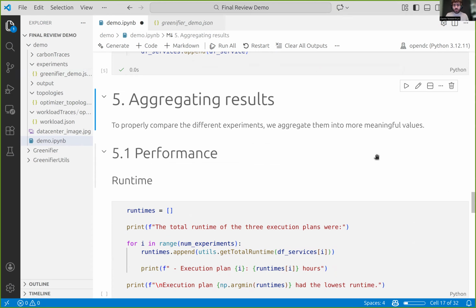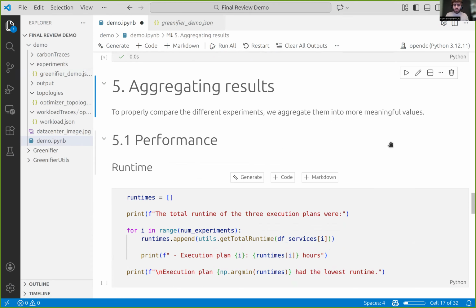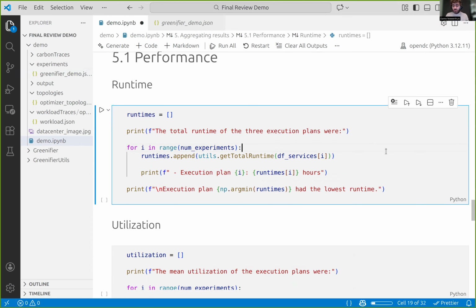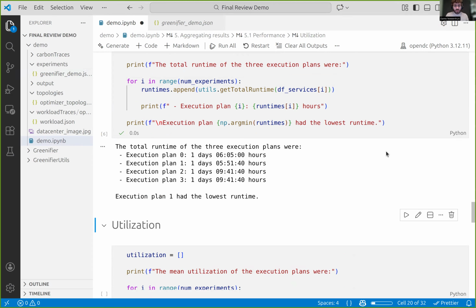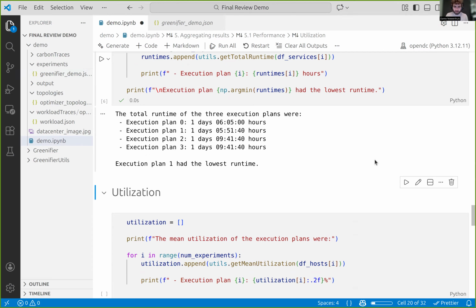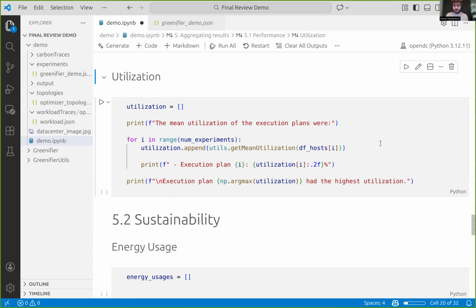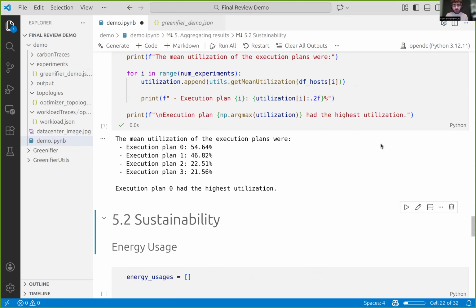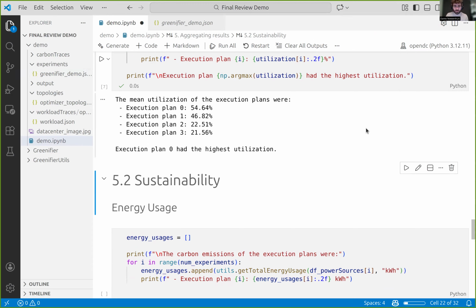We will start with aggregating some results. This means taking all the data and making hopefully meaningful single results. For example, we can look at what was the runtime of the different execution plans. In this case, we see that they all finished in a bit more than 1 day, but some are a bit faster, some are slower. Similarly, we can look at the utilization, i.e. how much each host is used on average. Here we can see that the faster models also utilize their hosts more.